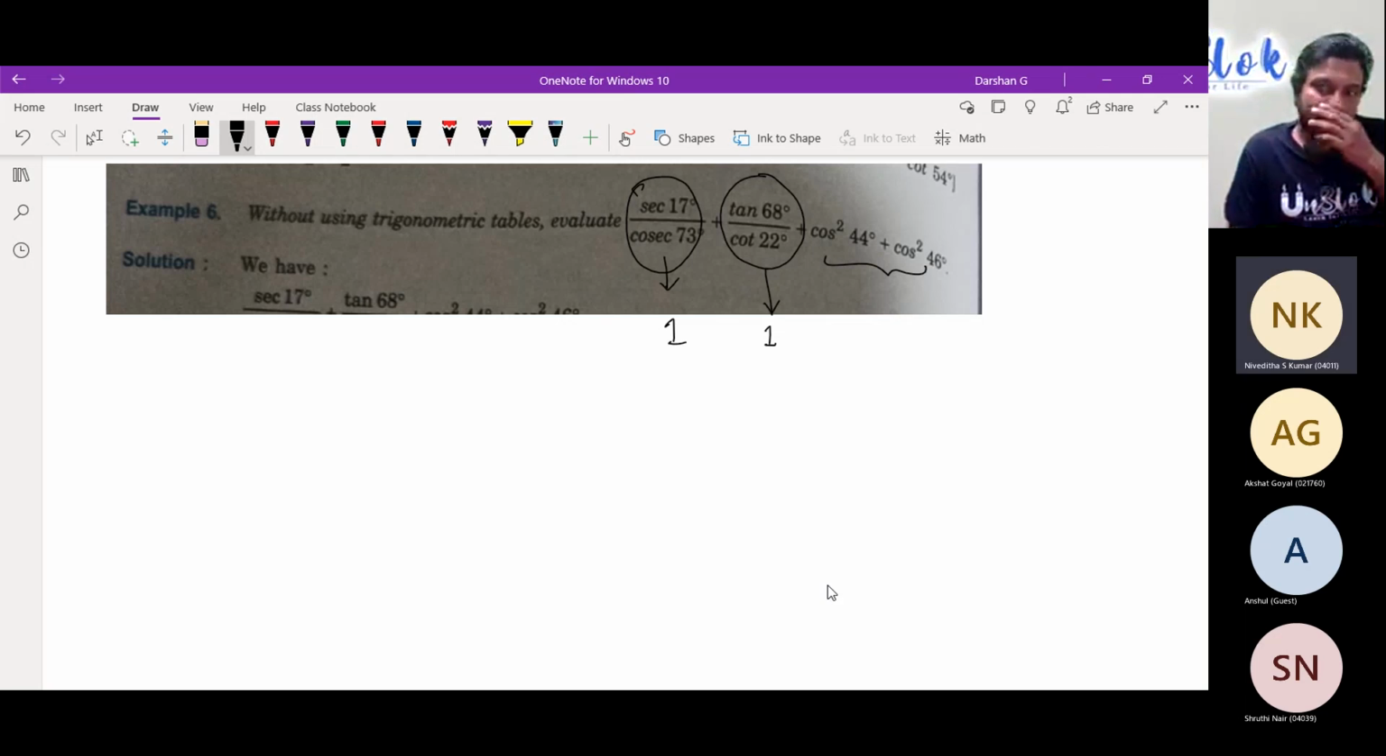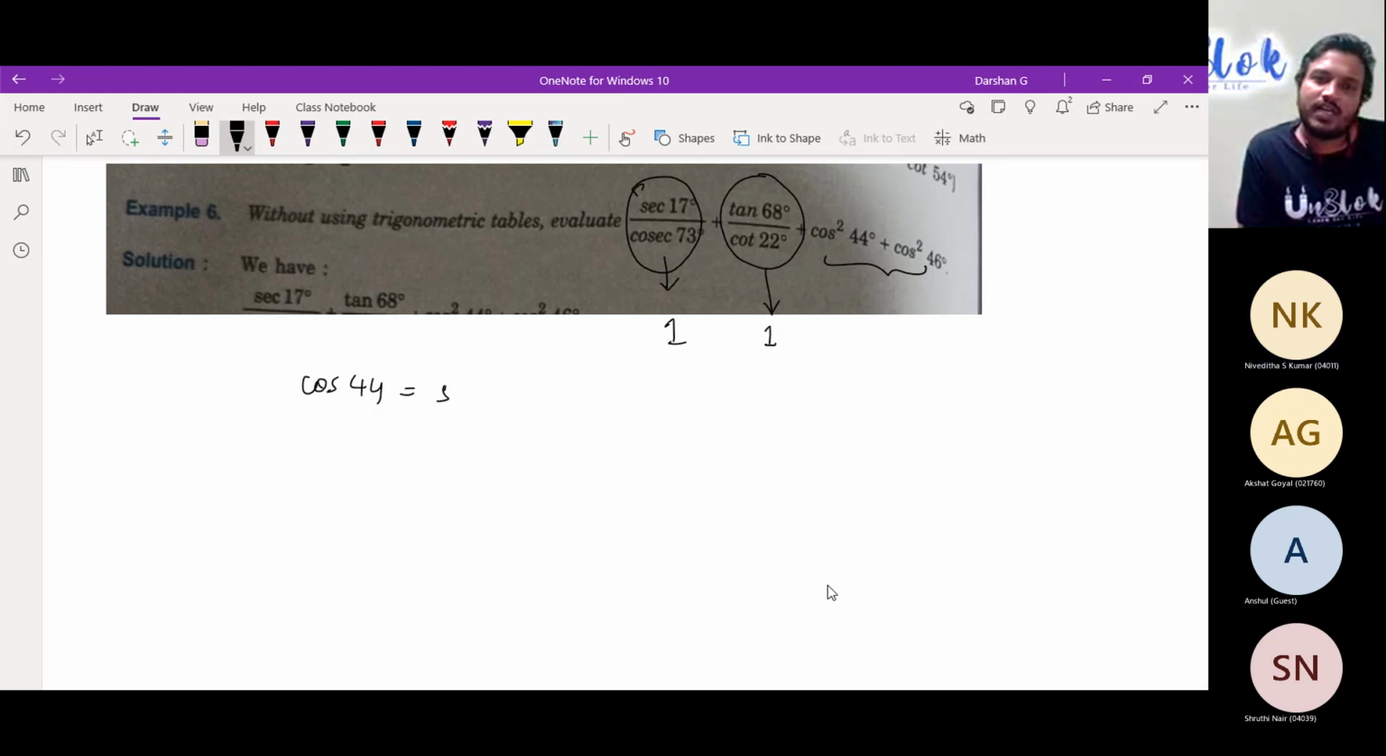Who can answer this question? Split it like the first part as cos 90 minus 46. So I can write cos 44 as sine 46, because 90 minus 46 is 44, right? I wrote it as a cos value instead of sine. You can do 44 or 46. So I can write cos square 44 as sine square 46.